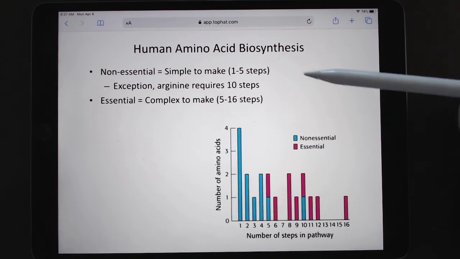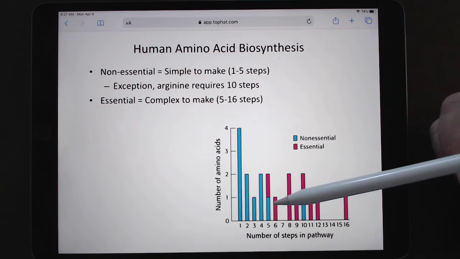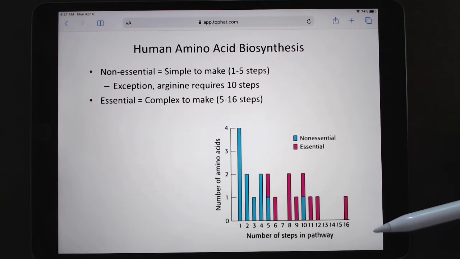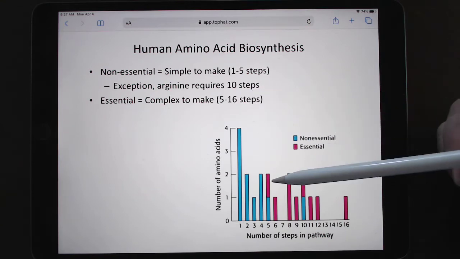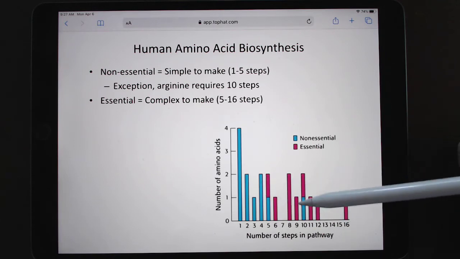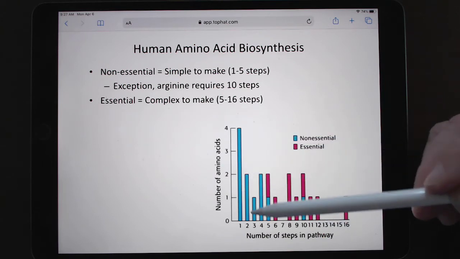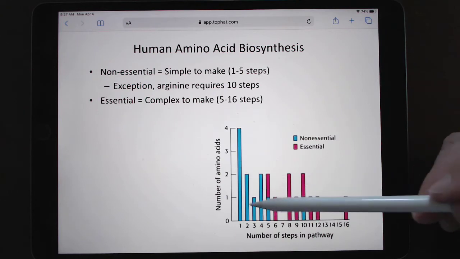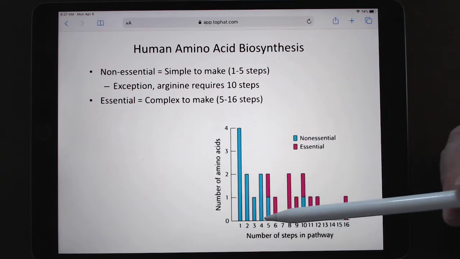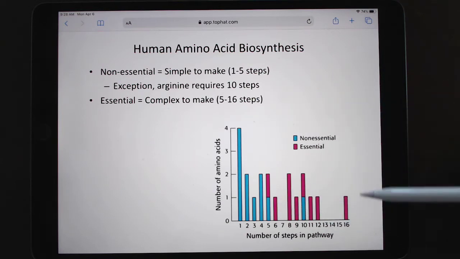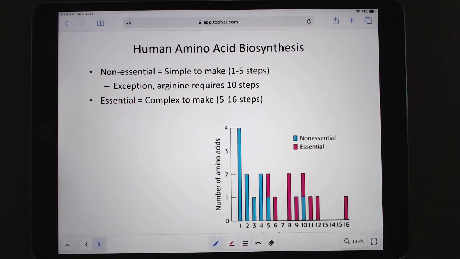There's a general rule of thumb that the more complex the amino acid, the longer the synthesis, the less likely we are to still have that process in there. And so the essential ones, these are the ones in magenta here. The exception would be arginine, and we'll talk about that in a second. But if you notice the non-essential ones, these are the ones that we can make. They're all very short, anywhere between 1 and 5 steps. The really difficult ones, these down out here, we don't make. We just get those from our diet. It just costs too much energy.